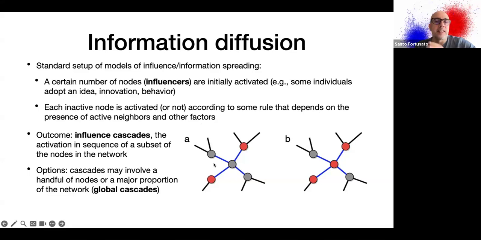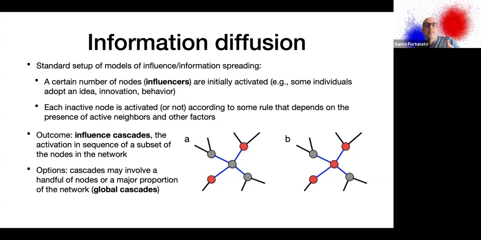So you do this activation. At some point, no activation is possible. That's what usually happens in the simplest models. And then you see how many people have been activated by the initial set of influencers. What happens from the initial configuration until you reach convergence and you cannot influence any more people is what is called an influence cascade.